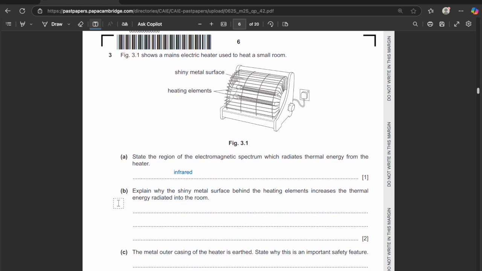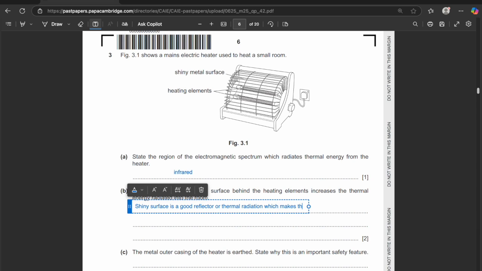B, explain why the shiny metal surface behind the heating elements increases the thermal energy radiated into the room. Shiny metal surfaces are good reflectors, so they reflect the radiation into the room. You can write: shiny surface is a good reflector of thermal radiation, which makes the room warmer.